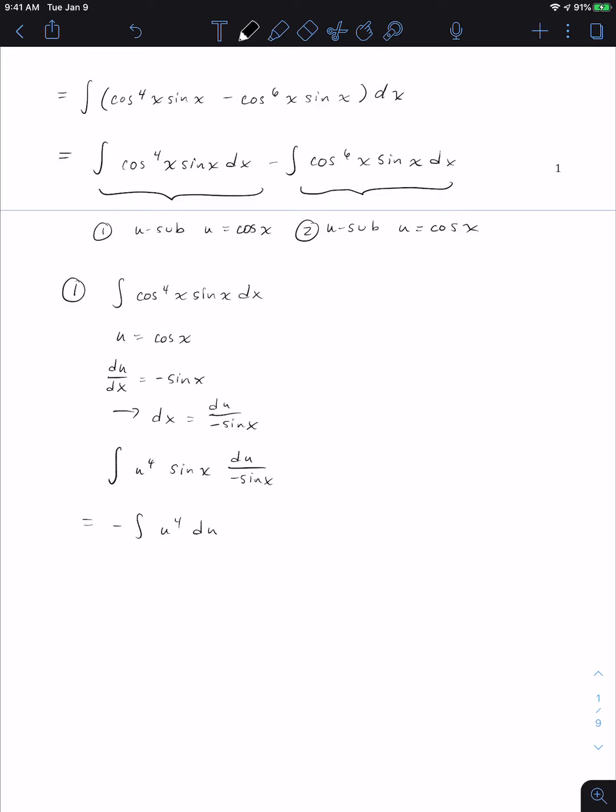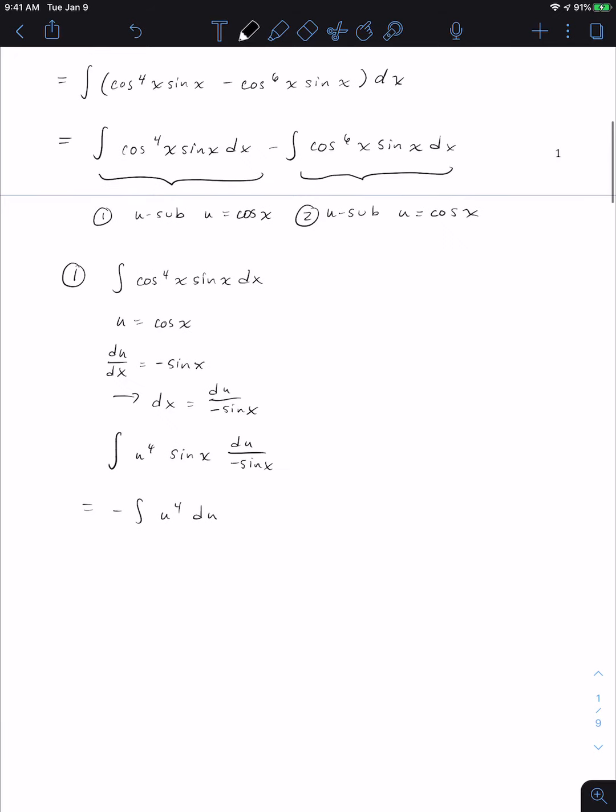So this is what I was saying, it becomes a power function, which we can integrate. So this is negative 1/5 u to the 5th plus c. Negative 1/5, what is u? U was cosine of x, so this is negative 1/5 cosine to the 5th x plus c.